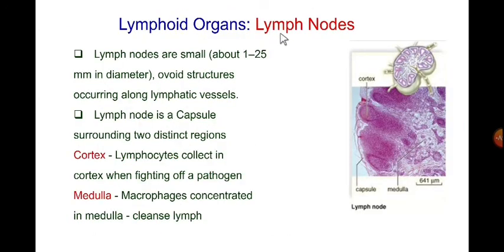Another lymphoid organ, lymph node العقد الليمفاوية. Lymph nodes are small, about 1 to 25 millimeters in diameter, bean-shaped structures occurring along lymphatic vessels. Each lymph node has a capsule surrounding two distinct regions. العقد الليمفاوية لها منطقتين. Cortex القشرة where lymphocytes collect when fighting off a pathogen. لما تحارب الخلايا الليمفاوية الباثوجينز بتكون موجودة في الكورتكس. Medulla المركز أو الوسط. Macrophages concentrate in medulla and clean lymph. طبعا بيكون فيها ماكروفاجز الخلايا البالعة عشان تنظف أو تطهر الليمف.